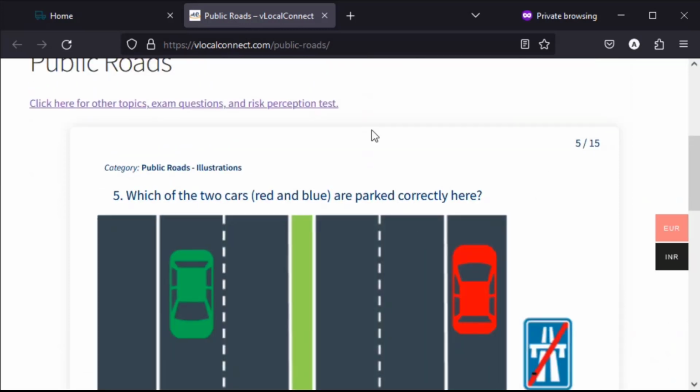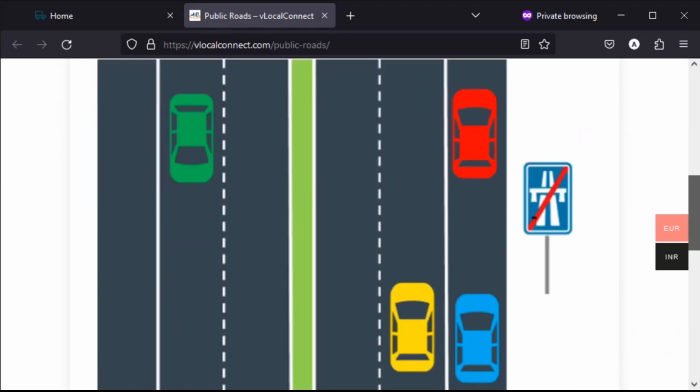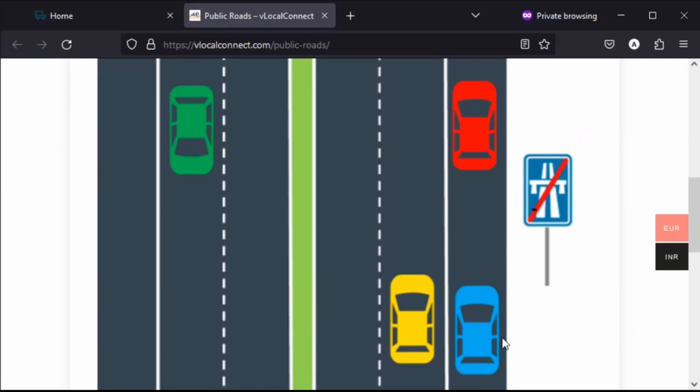Question number 5. Which of the two cars, red and blue, are parked correctly here? Let's look. So the blue car: the motorway is definitely ending here, which means the blue car is on a motorway, and on a motorway, parking on this lane is prohibited.